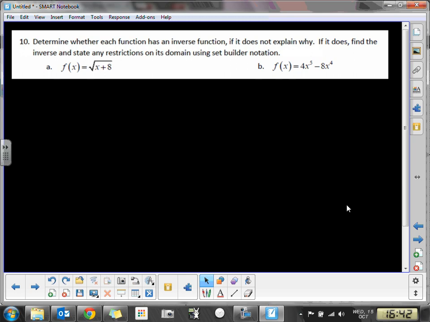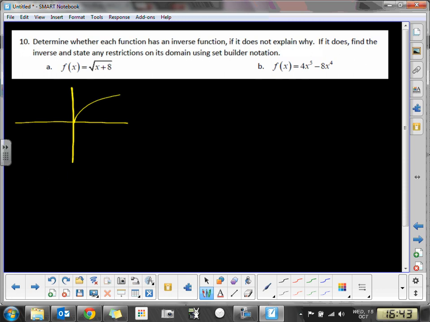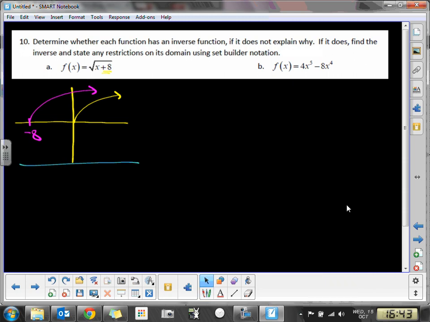We apply our horizontal line test if we know what the original graph looks like. Well, the original graph shouldn't be too big of a stretch for us to graph because it's the parent function, the square root of x, which would look like this. It's plus 8, so we'd move it 8 units to the left. So we'd get a graph that looks like this, and then we would say, does it pass our horizontal line test? So the blue is my horizontal line test.